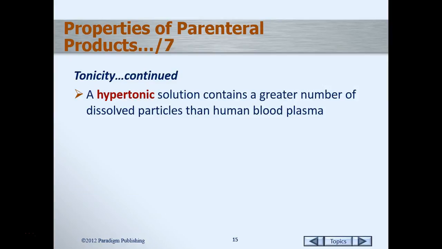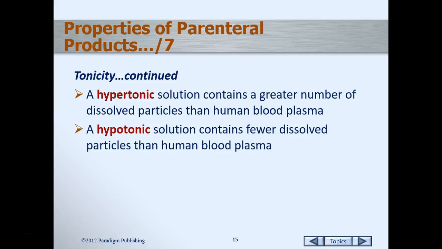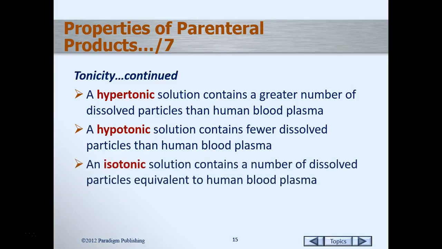So a hypertonic solution contains a greater number of dissolved particles than the human blood plasma, so the fluid's going to flow out from the cell into the solution. A hypotonic solution has fewer dissolved particles, so the fluid from the solution wants to flow into the cell, and that's where it's going to expand and burst. An isotonic solution contains an equivalent number of dissolved particles, so it keeps the water flowing back and forth in an equilibrium.